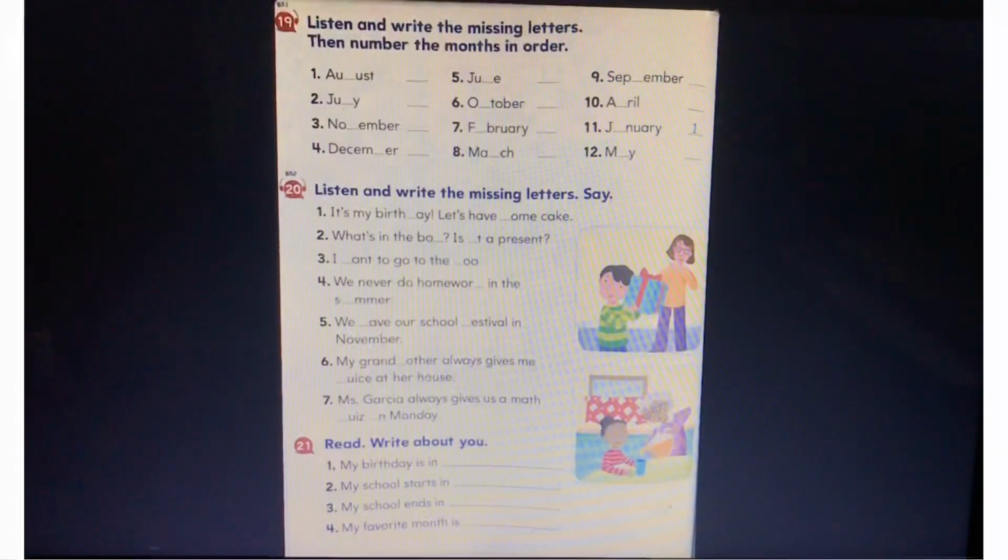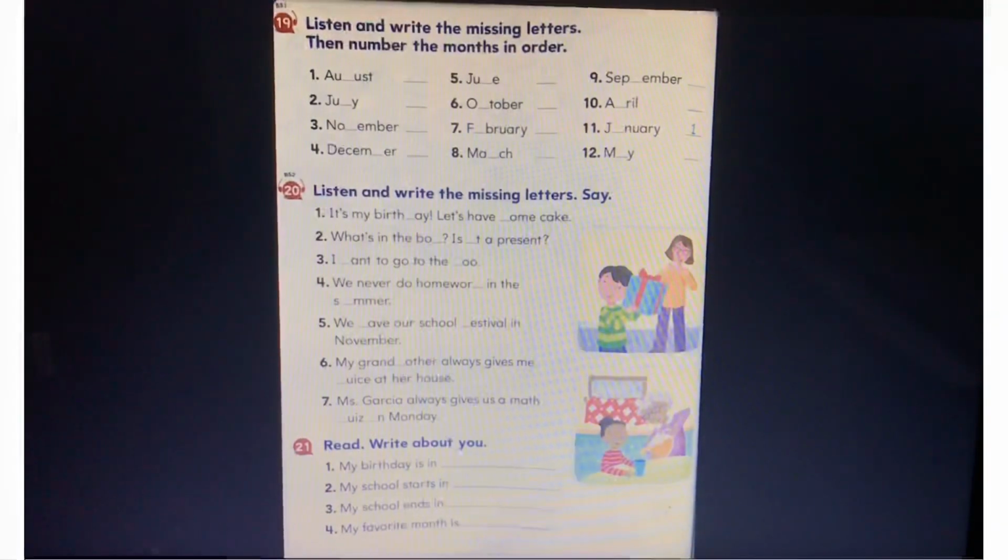In section 21, we will write our personal information. Okay, so let's go ahead and do number 1 through 4. In number 1, they are asking us, when is our birthday? So, when is your birthday? My birthday is in September. But how about yours?